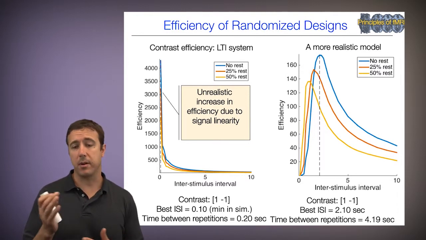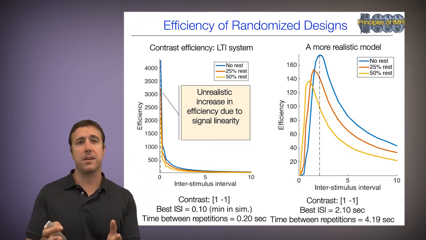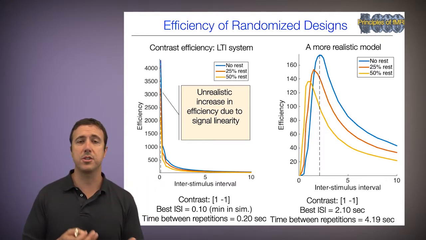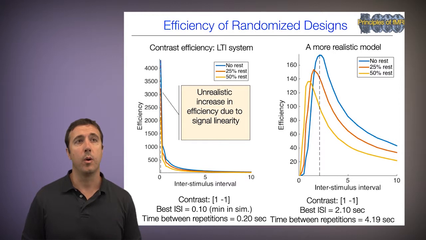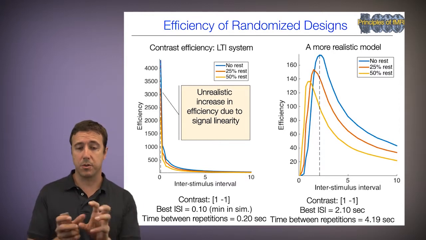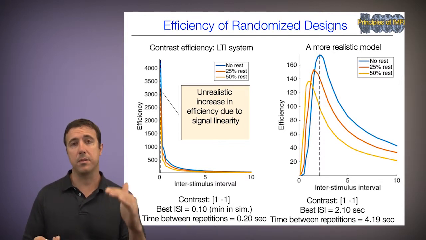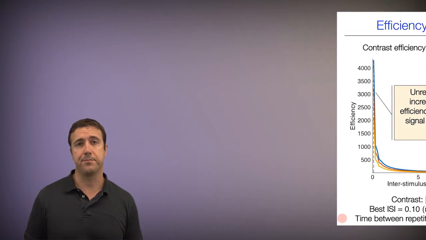If all I care about is comparing A versus B, I should fill my task with A's and B's. I don't need to jitter or have any rest, and that's optimal. Once I start including rest intervals, which creates jitter in the design, then the efficiency only goes down.